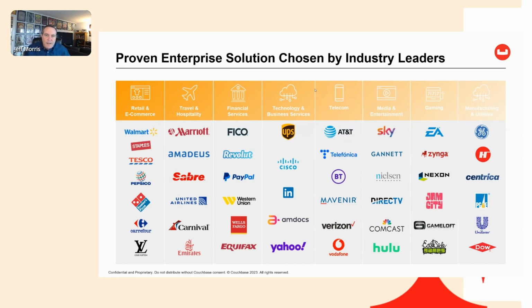Everything that you watch on television, you stream on television, whether it's your Peacock login or your DirecTV login, is also executed through Couchbase. Gaming is very, very large with us, as is manufacturing and utilities. It is really a universal capability. Creating user-centric applications with degrees of personalization is a huge category here.